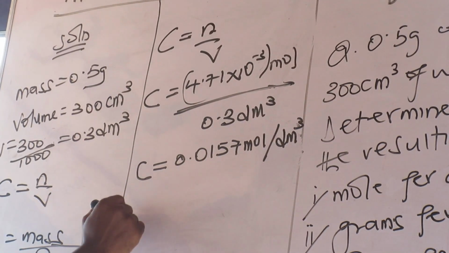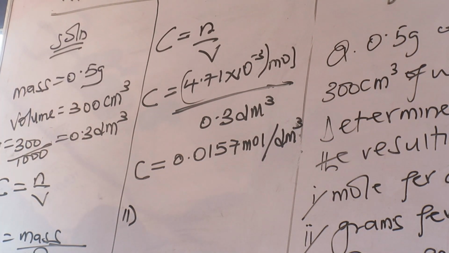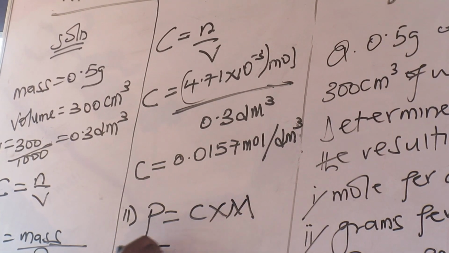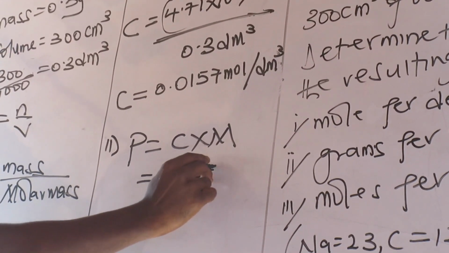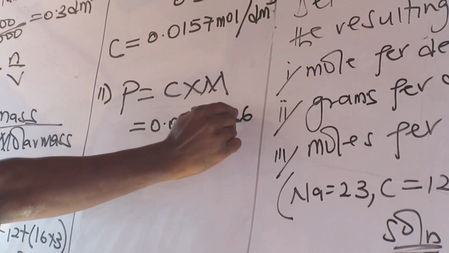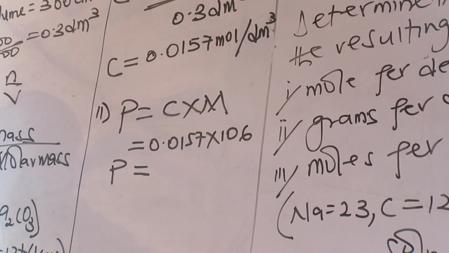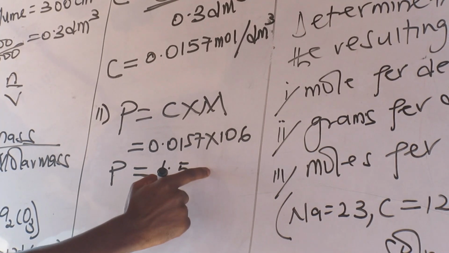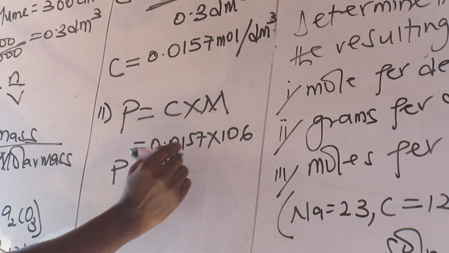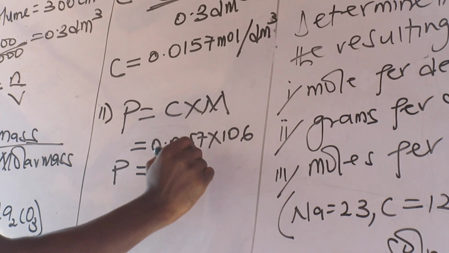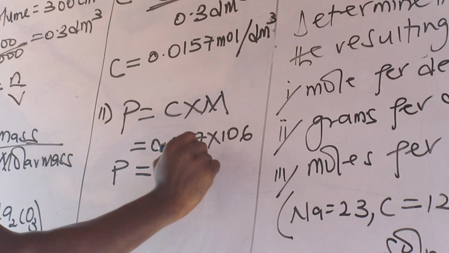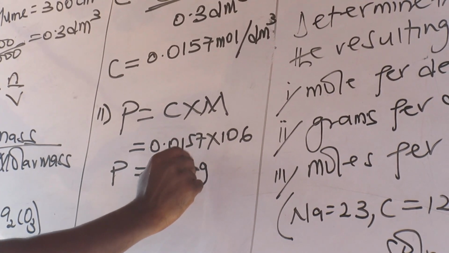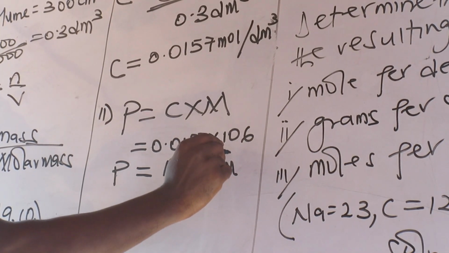Now the next one, I've been asked to find what? Grams per dm cube, right? So mass concentration can be concentration by what? Molar mass. What's the concentration here? Now what is the molar mass? 106, yes. Now this is grams per dm cube. Concentration, right? What's the unit? Gram per dm cube now, right? Okay, gram per dm cube.